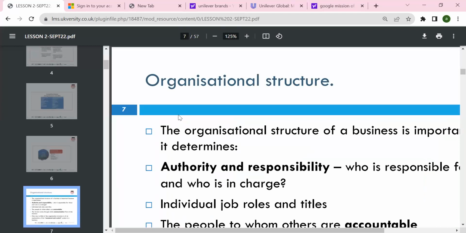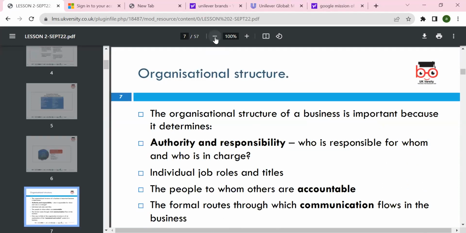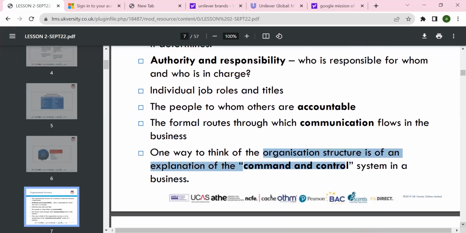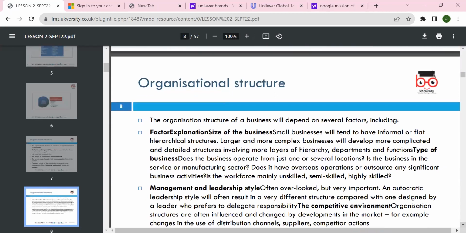Okay, organization structure, which is quite crucial. This is important in business because it determines authority and responsibility. Who is responsible for what? Who is responsible to whom and who is in charge? So we can look at individual job roles, titles, who is accountable if they do not perform well, and to whom they have to report, like operational managers, area managers, sales advisors. These can be examples. Communication flow is how the message passes through the system. One way of thinking about organization structure is as an explanation of the command and control system we need to develop in our organization to achieve the key objectives. Command and control, yes. So we have to develop a good command and control structure to achieve the objectives.